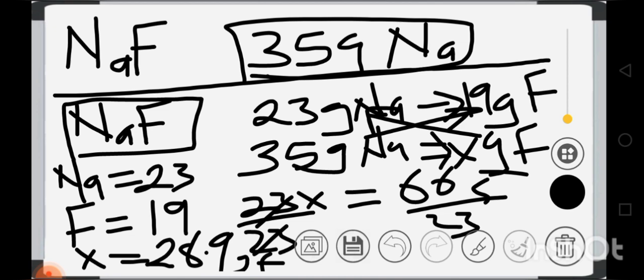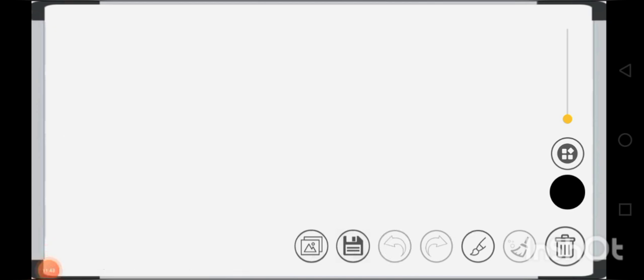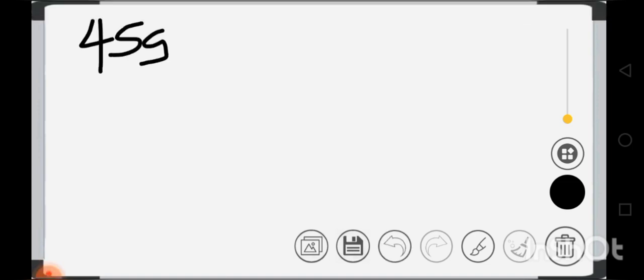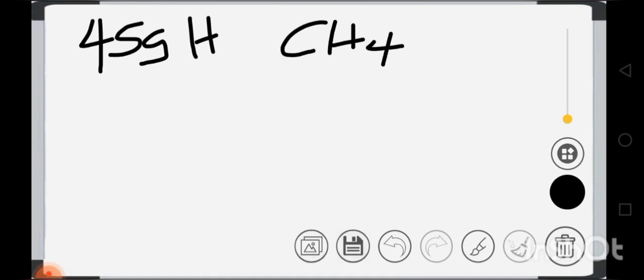Last question for the day. If there are 45 grams of hydrogen in a pure sample of methane, how many grams of carbon is present? How many grams of carbon will be present?